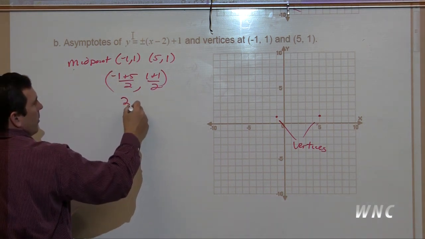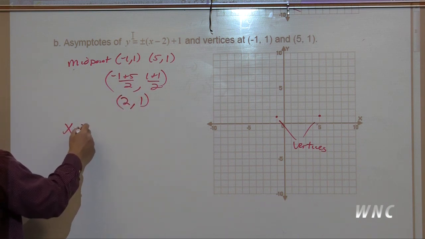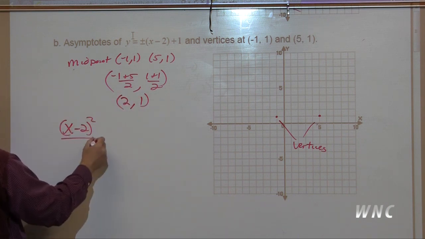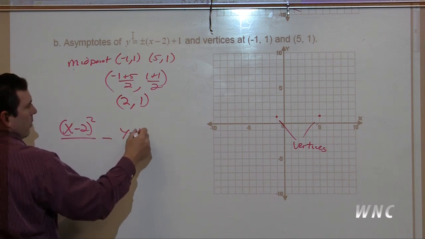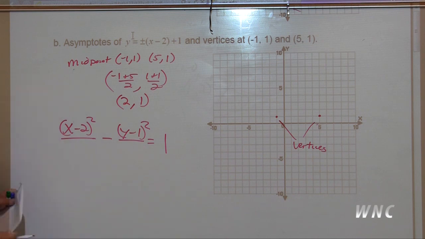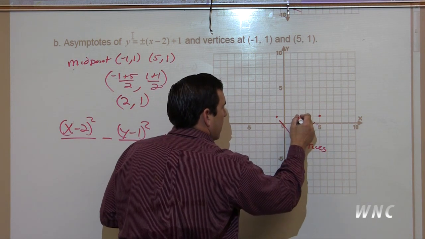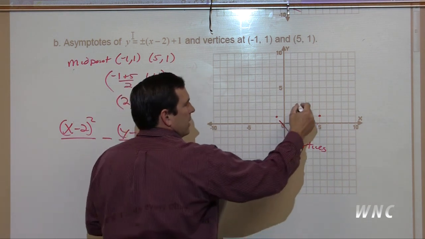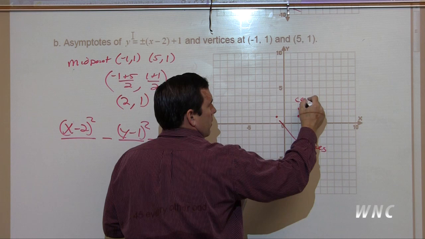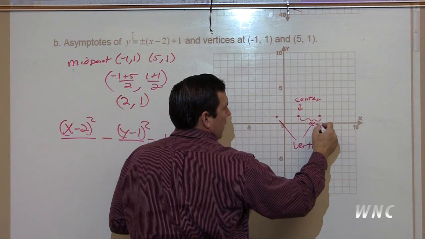That's 2, comma 1. So we're looking at something like (x minus 2) squared over something minus (y minus 1) squared over something equals 1. We need to find these somethings. Well, we know one of them, don't we? From the center to a vertex, my a equals 3.